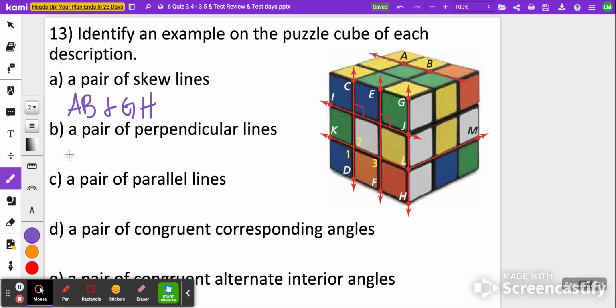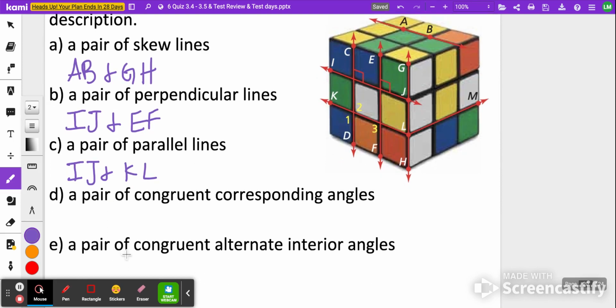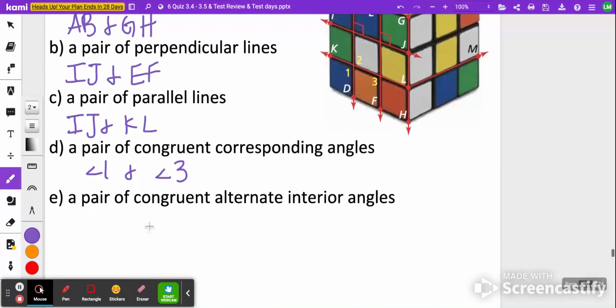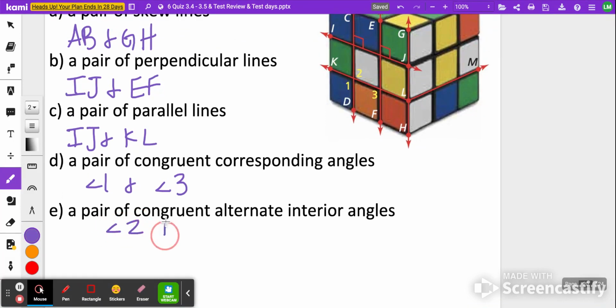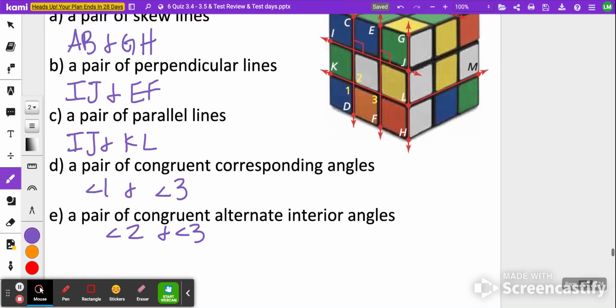Perpendicular lines, I chose IJ and EF because I can see right here, IJ, there is a 90-degree angle hanging out right there. A pair of parallel lines, I chose line IJ and line KL. You could also do CD and EF, so those are working as well. Congruent corresponding angles, angle 1 and angle 3 are congruent corresponding. An alternate interior pair would be angle 2 and angle 3. Okay, that concludes our review for chapter 3 in geometry.